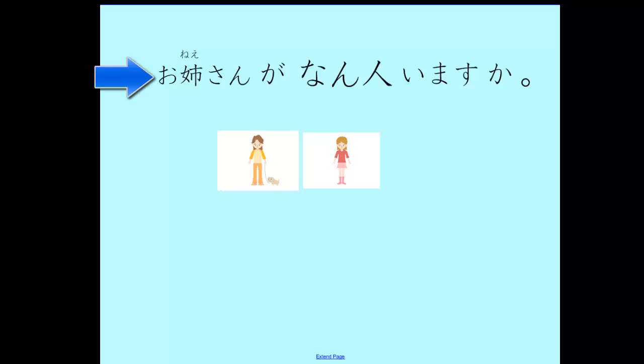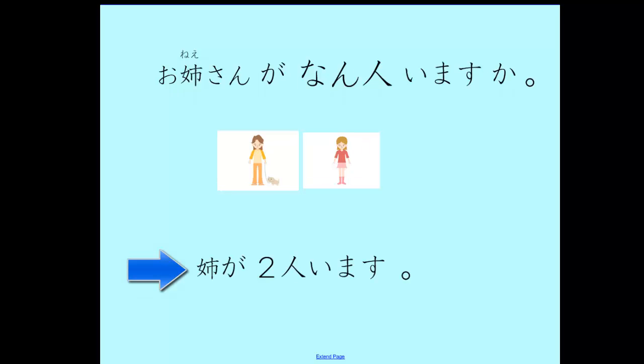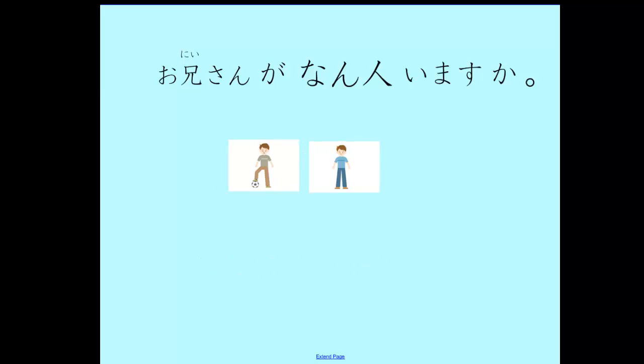Let's try this one. お姉さんが何人いますか? Did you get 姉が2人います. Let's try one more. お兄さんが何人いますか? 兄が2人います.